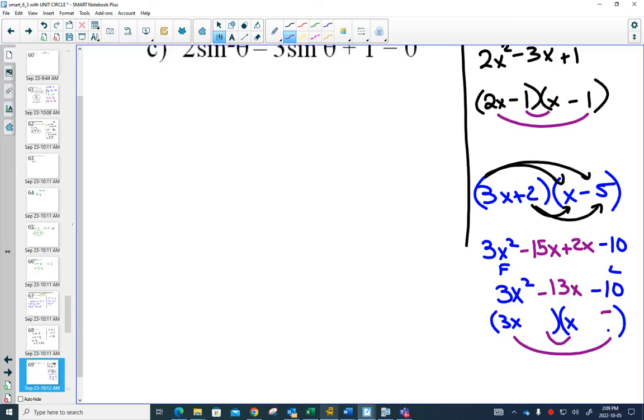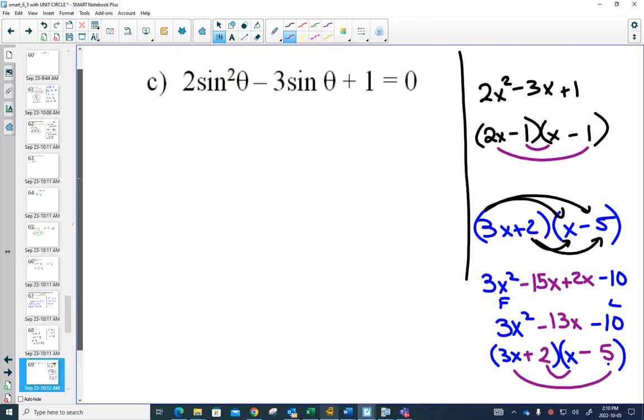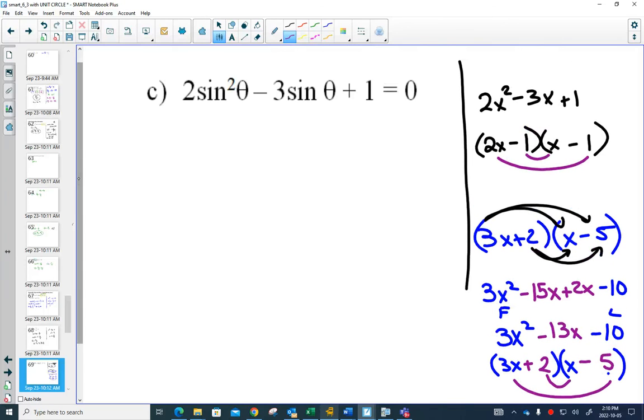But if I put my 5 here and my 2 here, I have 15 and 2. And to get a negative 13, my 15 would have to be negative, and my 2 would have to be positive. I mean, we knew that that was what it was because we started with it, but it's showing the idea of how you work backwards to factor. And now we're going to take that idea, but instead of x squareds, we'll have trig functions squared. So again, same idea. I'm going to set up my brackets.